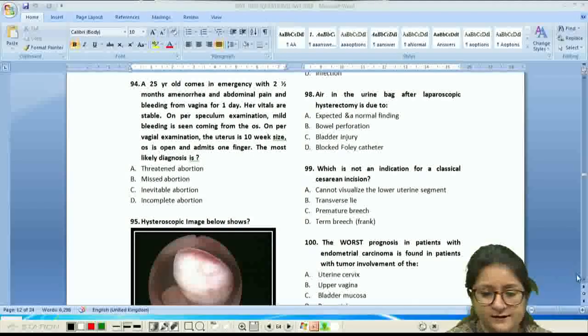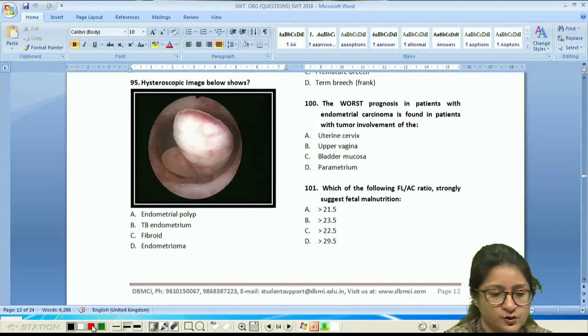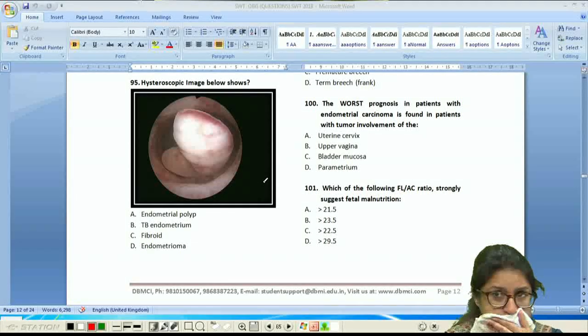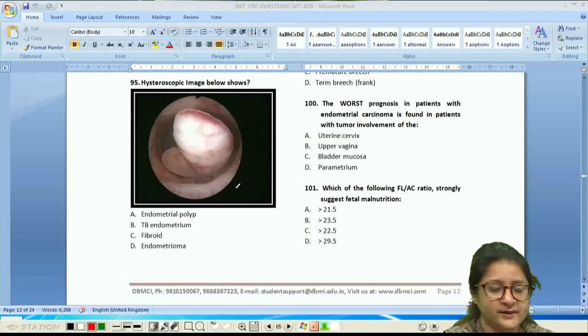Question number 95. The hysteroscopic image below shows, now this is a very clear-cut picture here. We can see the hysteroscopic image here. This hysteroscopic image below shows an endometrial polyp, all right.